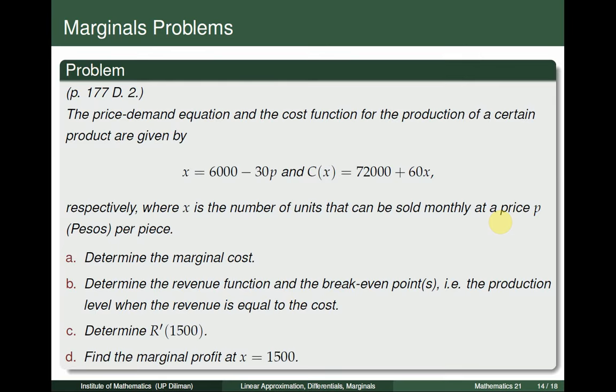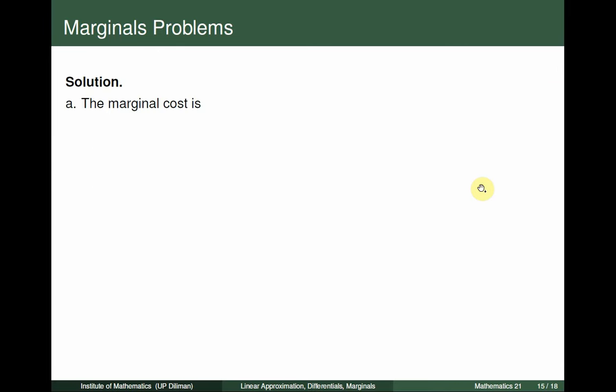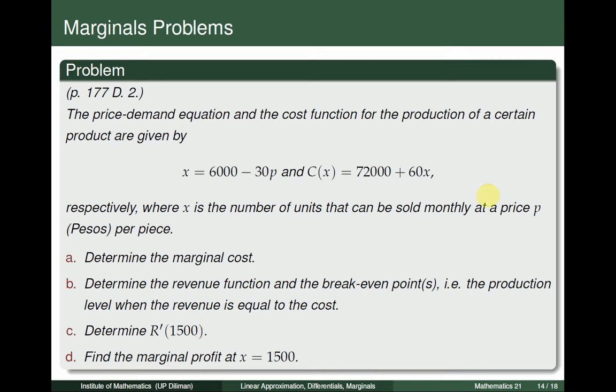But C of x is 72,000 plus 60x. So its derivative should be 60. And we're done. So that's A. What about B? For B, we want to get the break-even point, i.e., where the revenue is equal to the cost. But we don't have the revenue function yet.